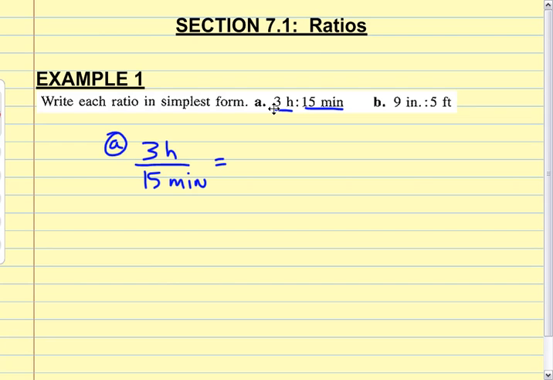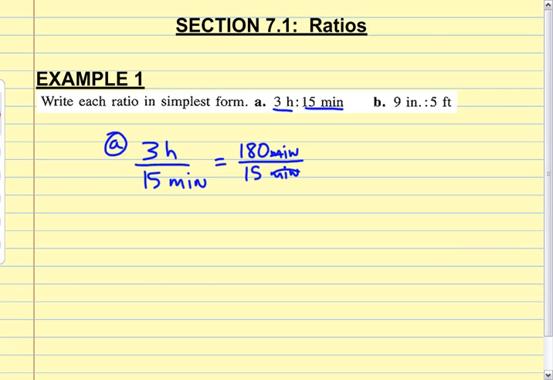Frequently, it gives me whole numbers. That's what I want, okay? Instead of decimals, all right? So how many minutes are in 1 hour? 60. So how many in 3 hours? 180. All right, so I'm going to get 180 minutes over 15 minutes. Once they have the same unit, I just drop the unit.